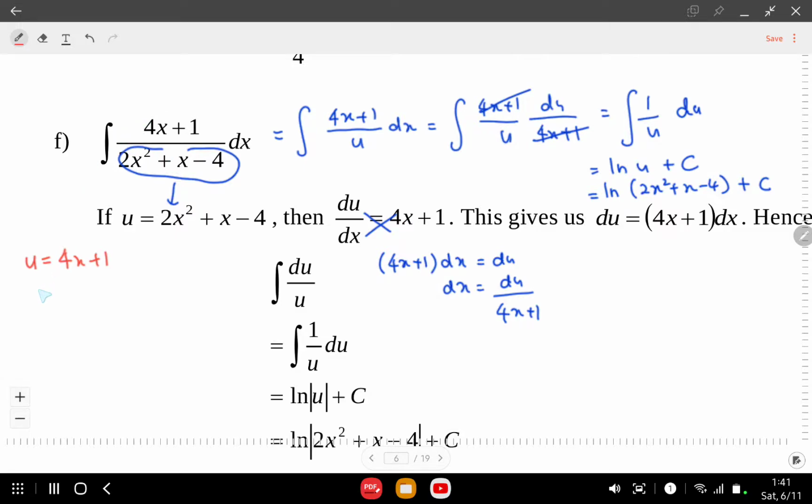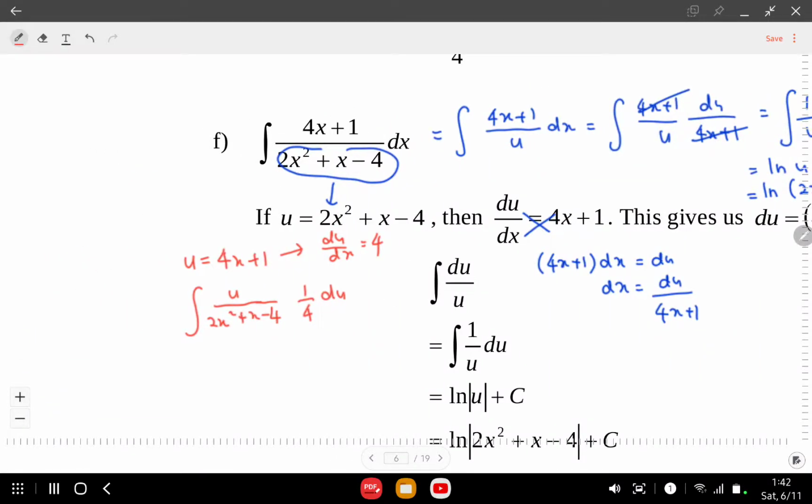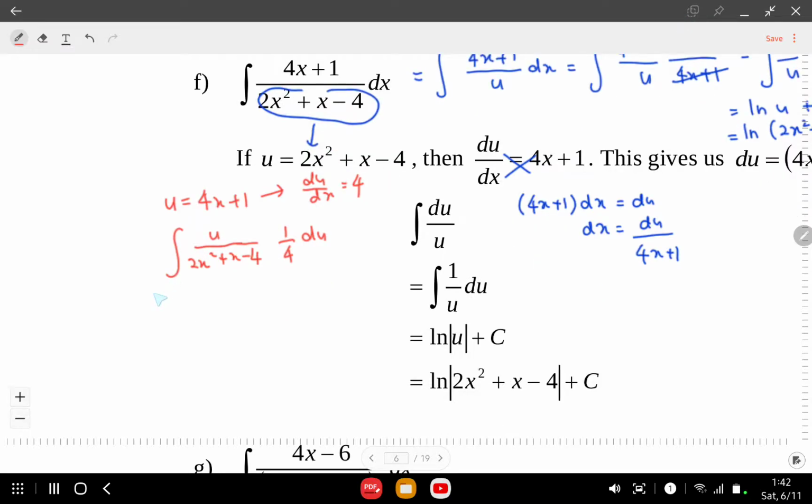Okay, so daripada sini, so kita akan dapat du over dx kita adalah 4 lah kat sini. So daripada sini, atas ni kita letak sebagai u, so akan jadi u over 2x square plus x minus 4. Okay, dx, what will be our dx? Kalau kita darab silang kat sini, kita punya dx akan jadi 1 over 4 du. So 1/4 boleh bawa keluar. So kita akan dapat macam ni, du.